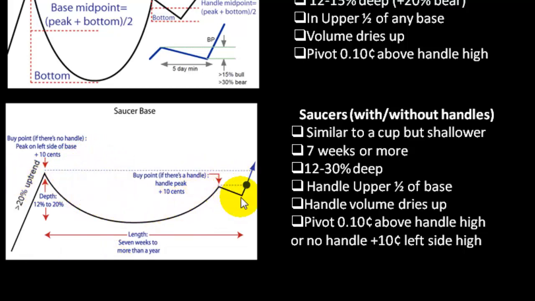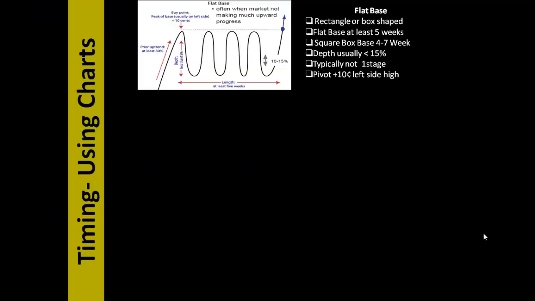Then you have a handle. Once the handle goes above the high on the right side of the base, you add 10 cents, and that's your pivot point. Again, this will last 7 weeks or more. The next one we're going to look at is a flat base.